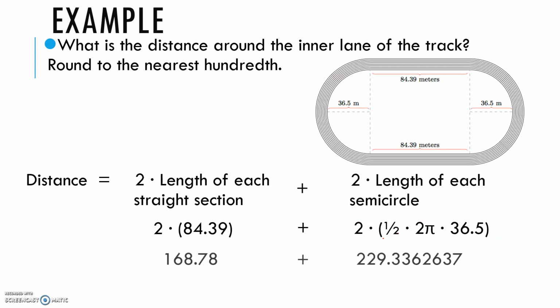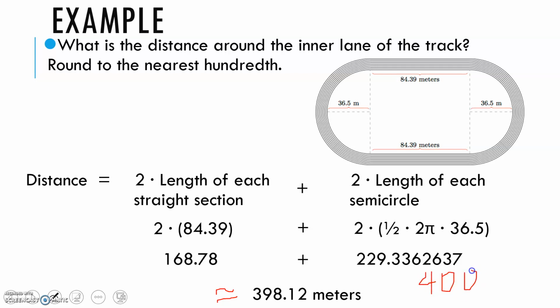In either case, you are going to get 229.3362637 for this calculation here on the right. And that should be the same regardless of how you do it. And on the left, 168.78. Remember, I'm trying not to round until the very end. When I add these 2 values up, I get an answer of approximately 398.12 meters.